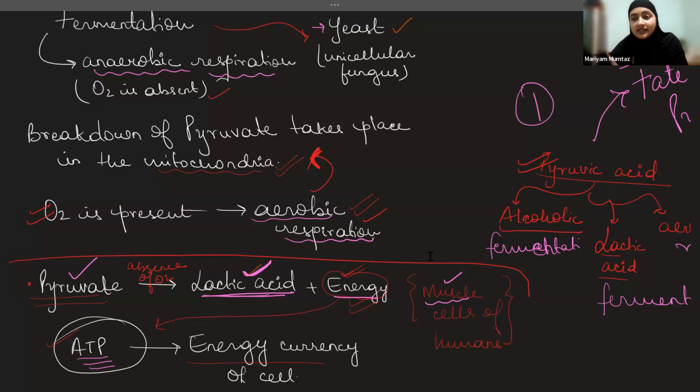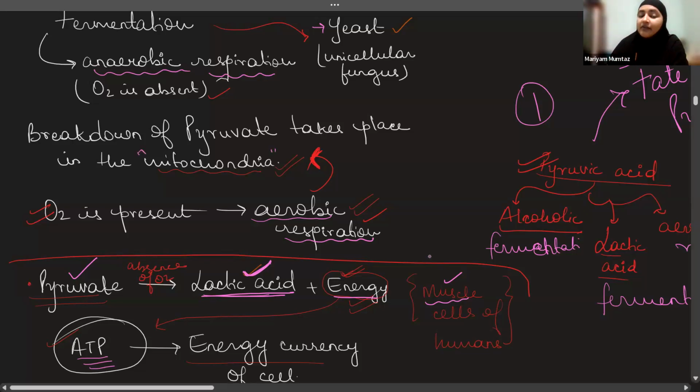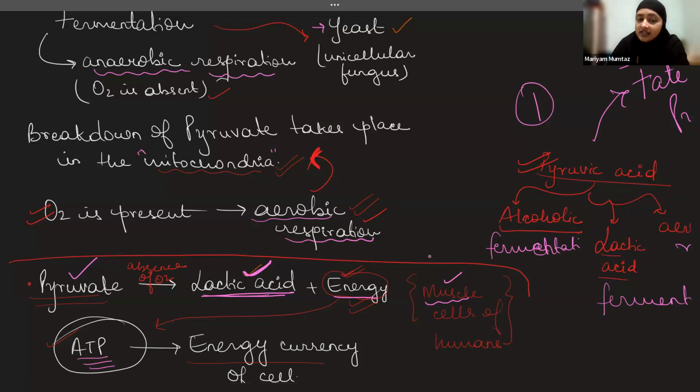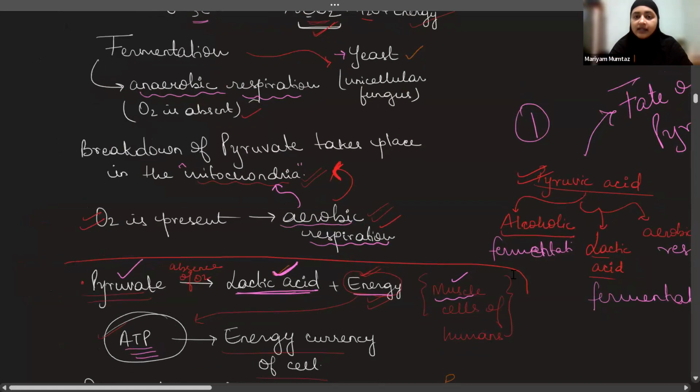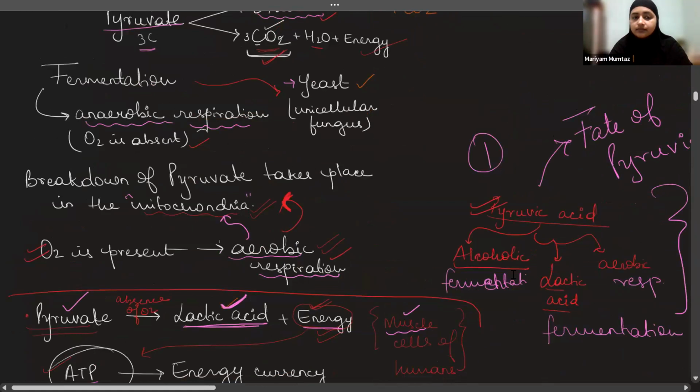When oxygen is present, at that point of time, what happens? Firstly, the pyruvic acid from the cytoplasm gets transported into the mitochondria. Everyone remembers mitochondria from class 9? The powerhouse of the cell? Yes, ma'am. Now, this aerobic respiration happens in the mitochondria. Clear? Yes, sir. Any doubts? No, ma'am.